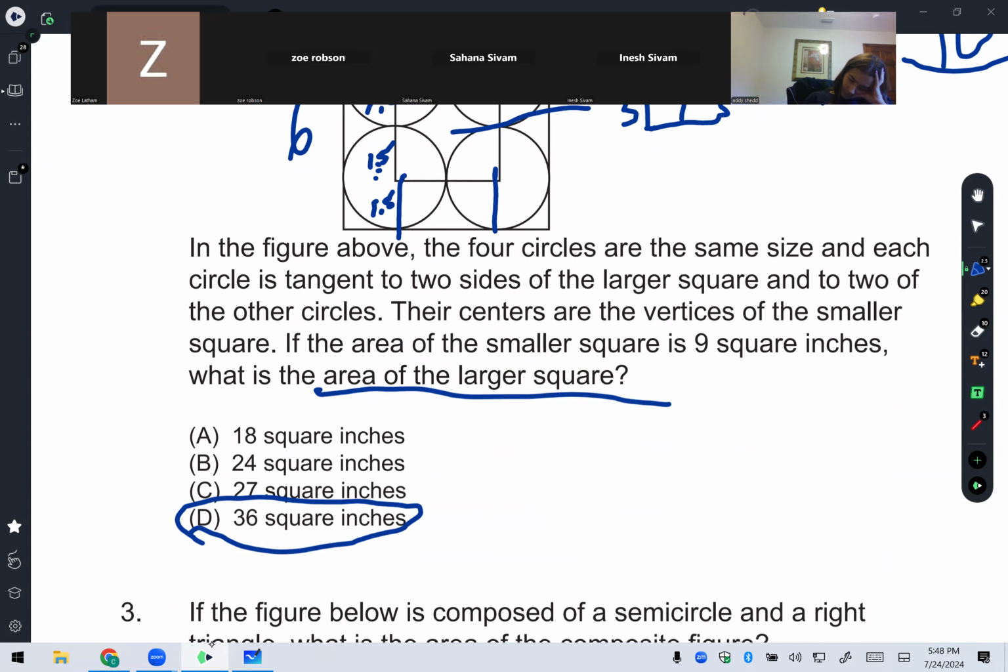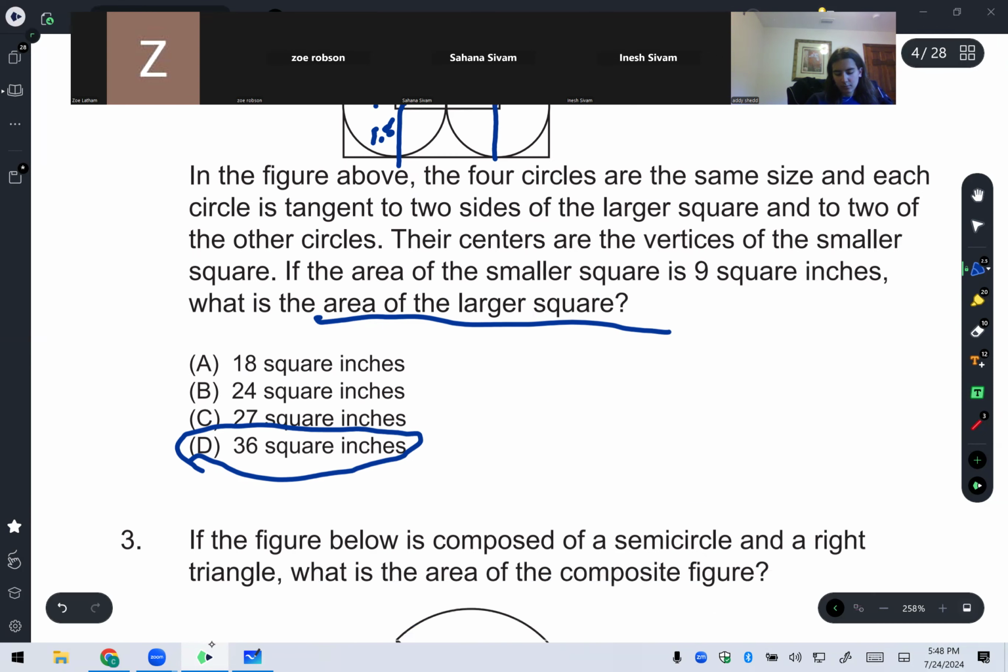So, Addie, you're good with that one? Zoe Robson, good? Yeah. And Zoe Latham. I'm good. And what about Sehana? Yeah. And Anish? Yeah. Okay, thank you.